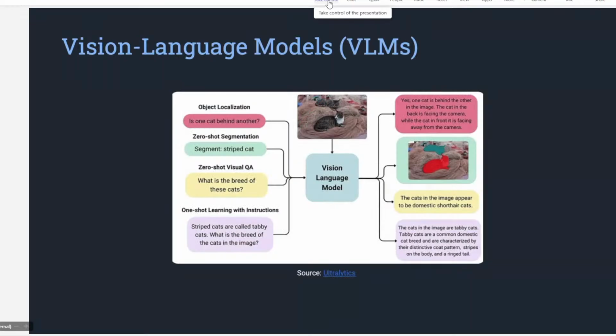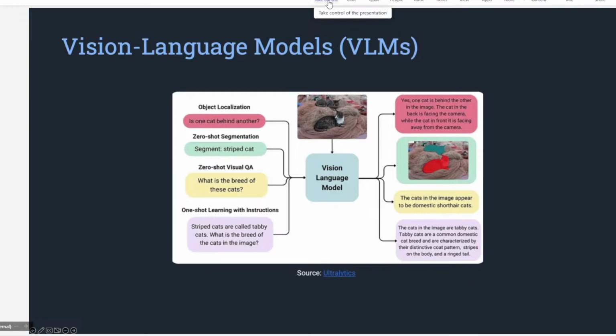Now let's dive into vision language models. Vision language models are multimodal models that jointly learn from visual data and natural language to perform cross-modal understanding and generation tasks. This picture in the center of the screen again beautifully illustrates what a vision language model can do. On the left you can see a variety of tasks. Let's focus on the first one, object localization. As I said, a vision language model understands both text and image as input. So we can see the image, which has two cats, is being fed to the model, and it also has a text prompt. In this case, you have a question: "Is one cat behind another?"